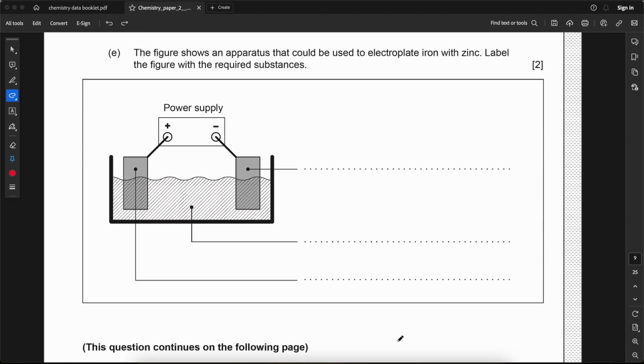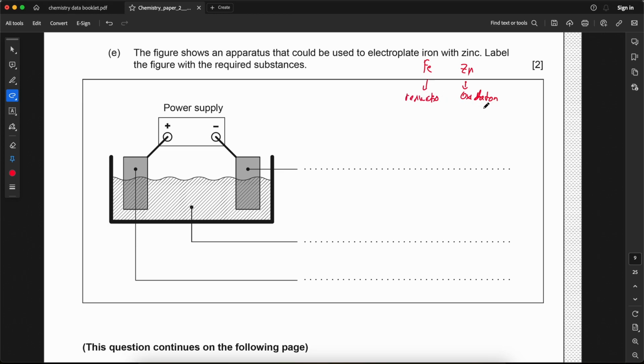The figure shows an apparatus that could be used to electroplate iron with zinc. Label the figure with the required substance. We have iron and zinc. Zinc is more reactive compared to iron. Therefore, zinc will experience oxidation and iron will experience reduction.